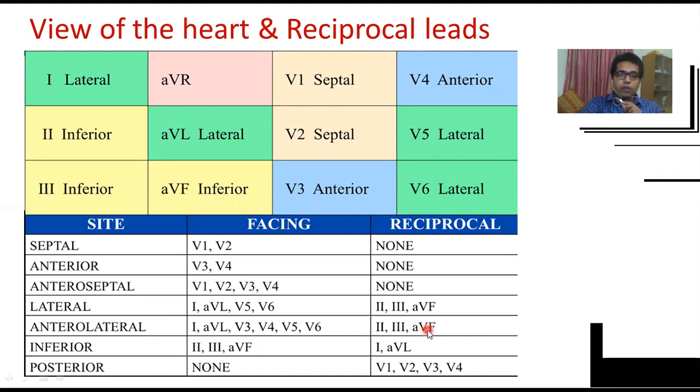Sometimes if you find ST elevation in the contiguous leads, you will find ST depression in the reciprocal leads. So for the inferior surface leads 2, 3 and AVF, the reciprocal leads are lead 1 and AVL, the lateral surface leads. Is it clear? So that is the idea about reciprocal leads.